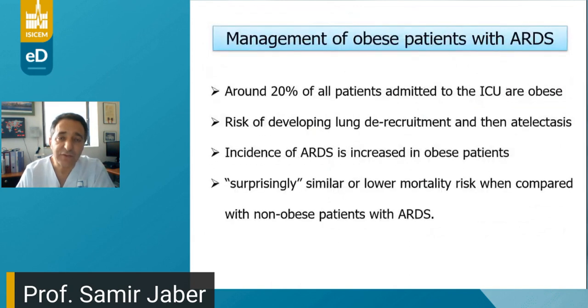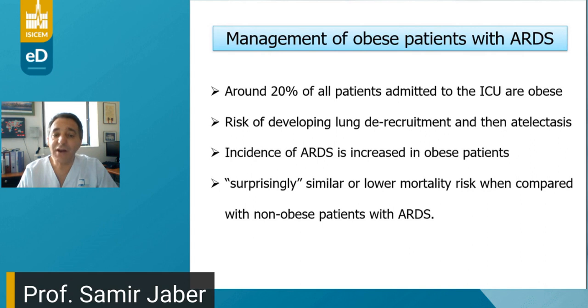So, management of obese patients with ARDS. The main message: now around 20% of all patients admitted to ICU are obese. The obese patients are at high risk of developing lung derecruitment and then atelectasis. The incidence of ARDS is increased in obese patients. We will see that in this specific population we have an increase of ARDS prevalence, probably due to a high tidal volume set by clinicians related to weight and not to height.